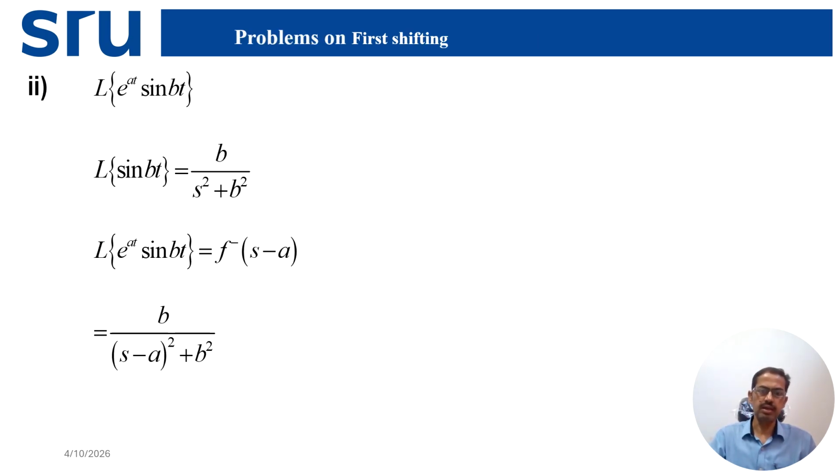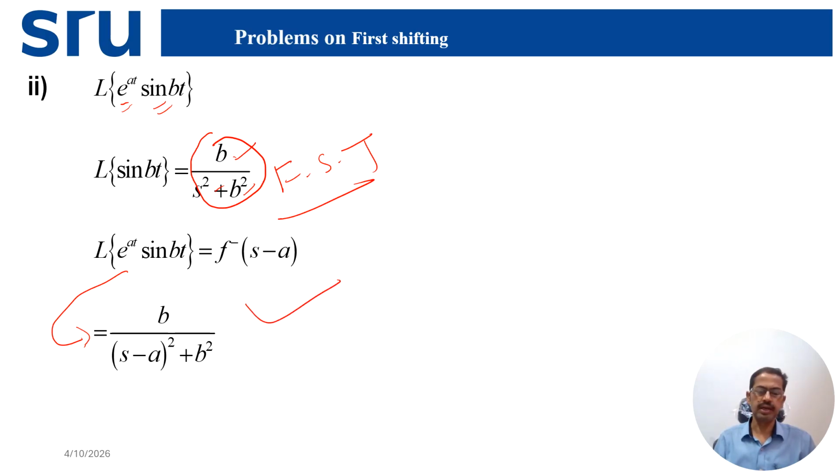Similarly, consider the Laplace transform of e power at into sine bt. You know the Laplace transform of sine bt is b by s square plus b square. Now, by the first shifting theorem, the Laplace transform of e power at into sine bt is obtained by replacing s in s square plus b square by s minus a. So it is b by s minus a whole square plus b square. This is the Laplace transform of e power at into sine bt.